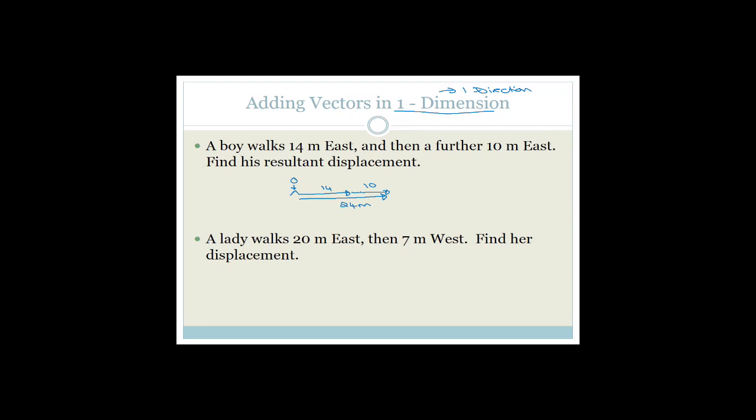But what you need to understand is what we are doing here is applying a very important mathematical and scientific equation, and that is that the resultant force, or better still, resultant displacement in this case, the resultant vector, is always the sum of all the vectors. So what's important is, remember we said that vectors have got direction. And although I said one dimension is one direction, when I'm talking about that, I'm talking about being in the same line.